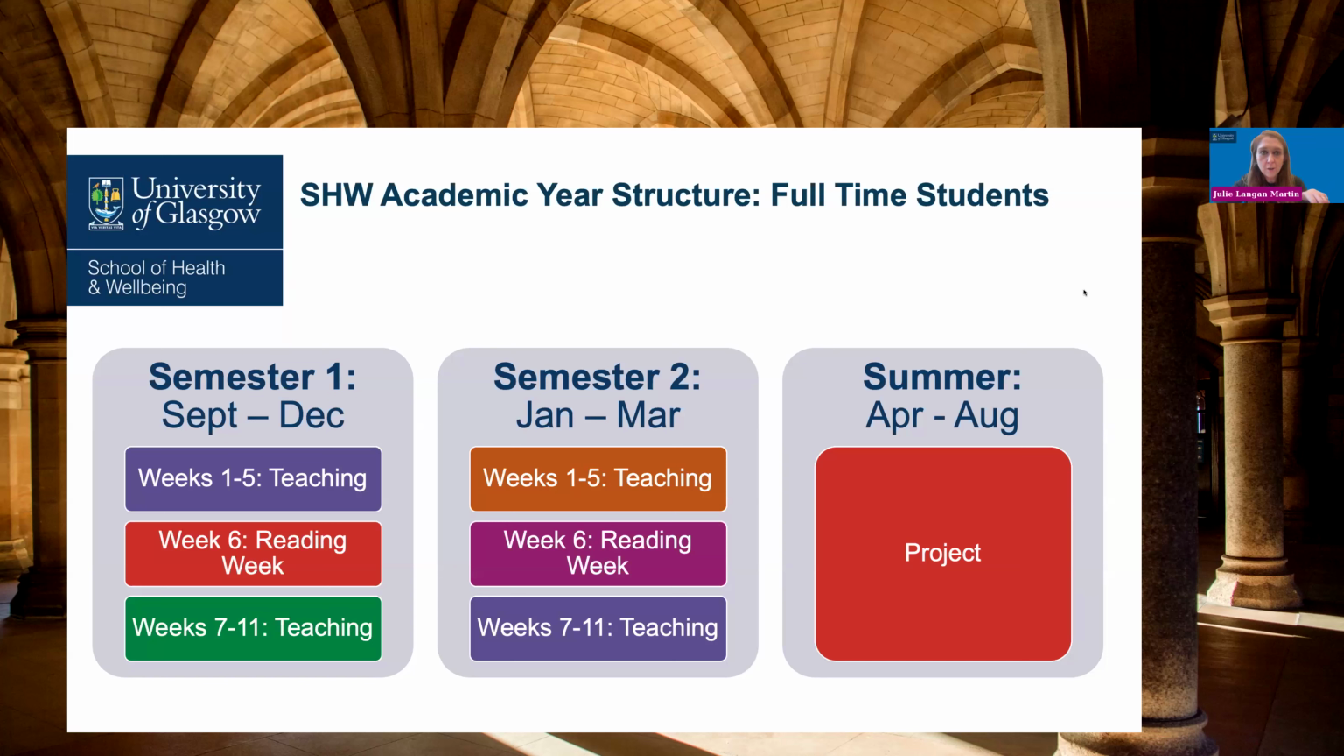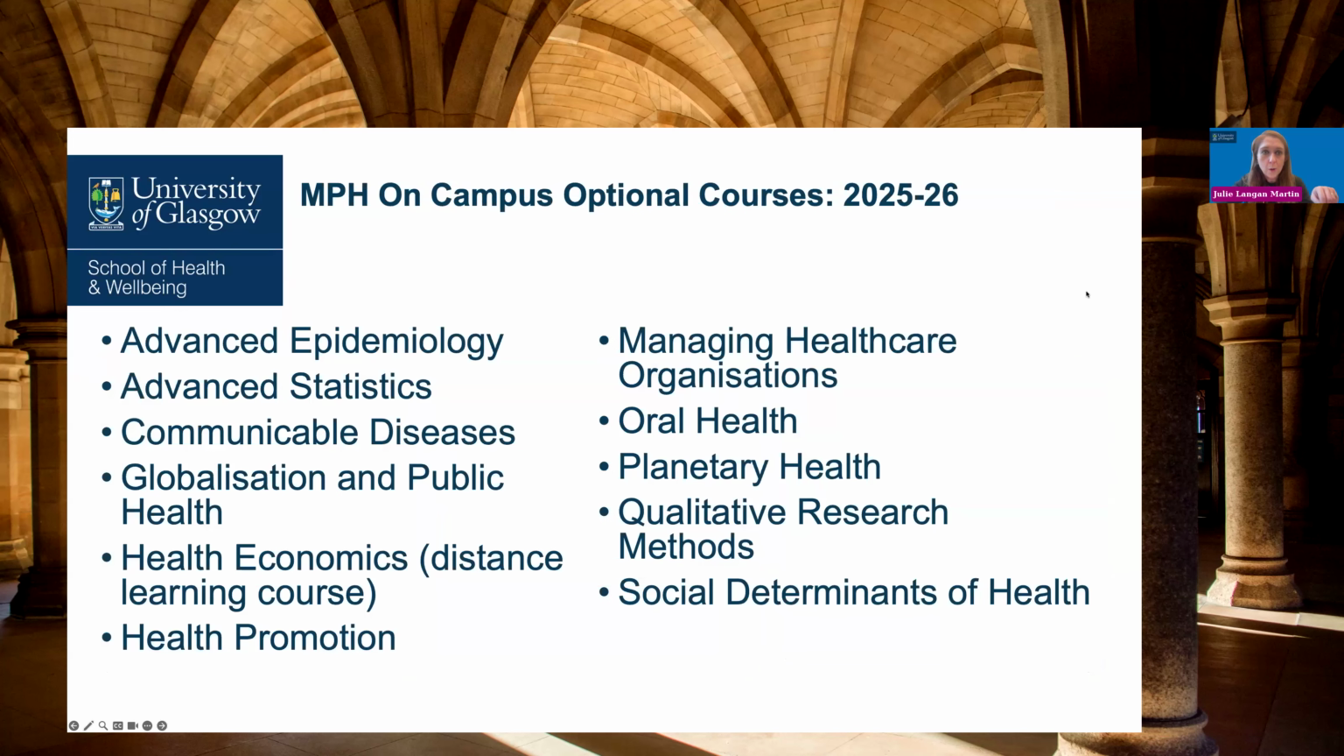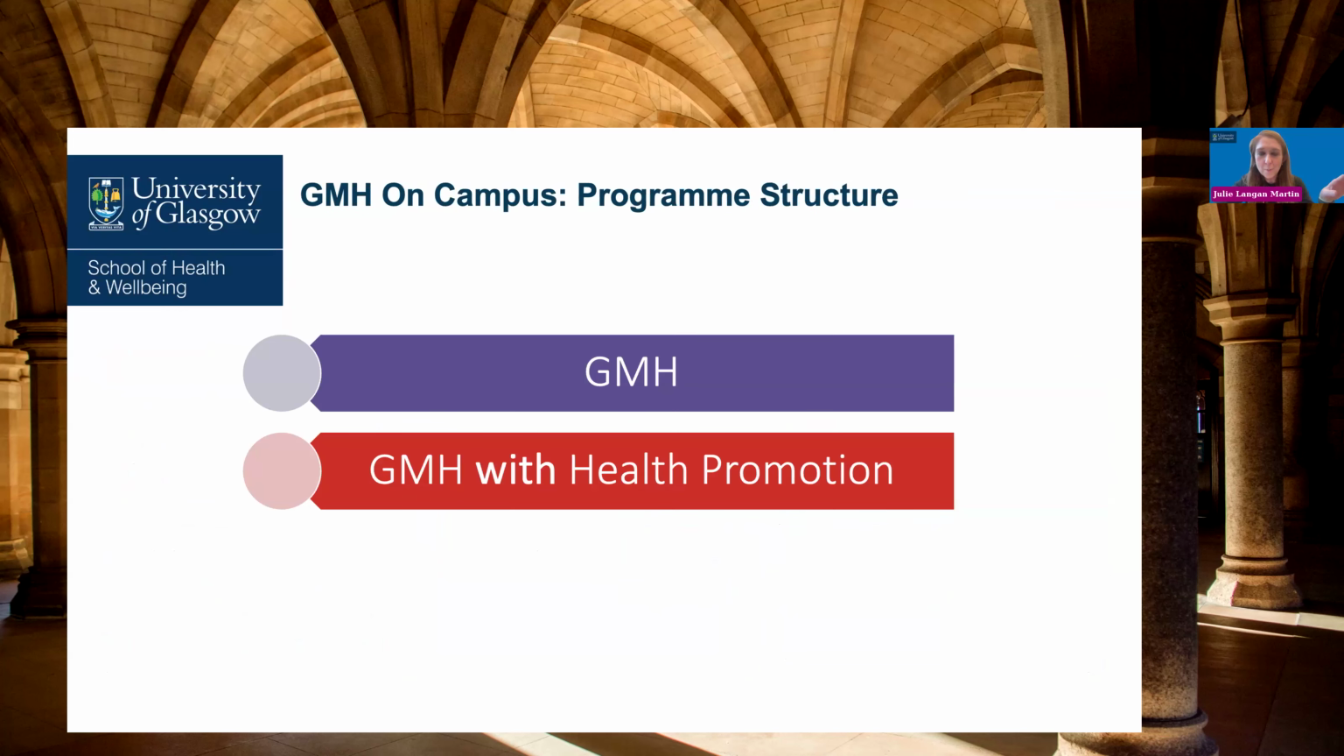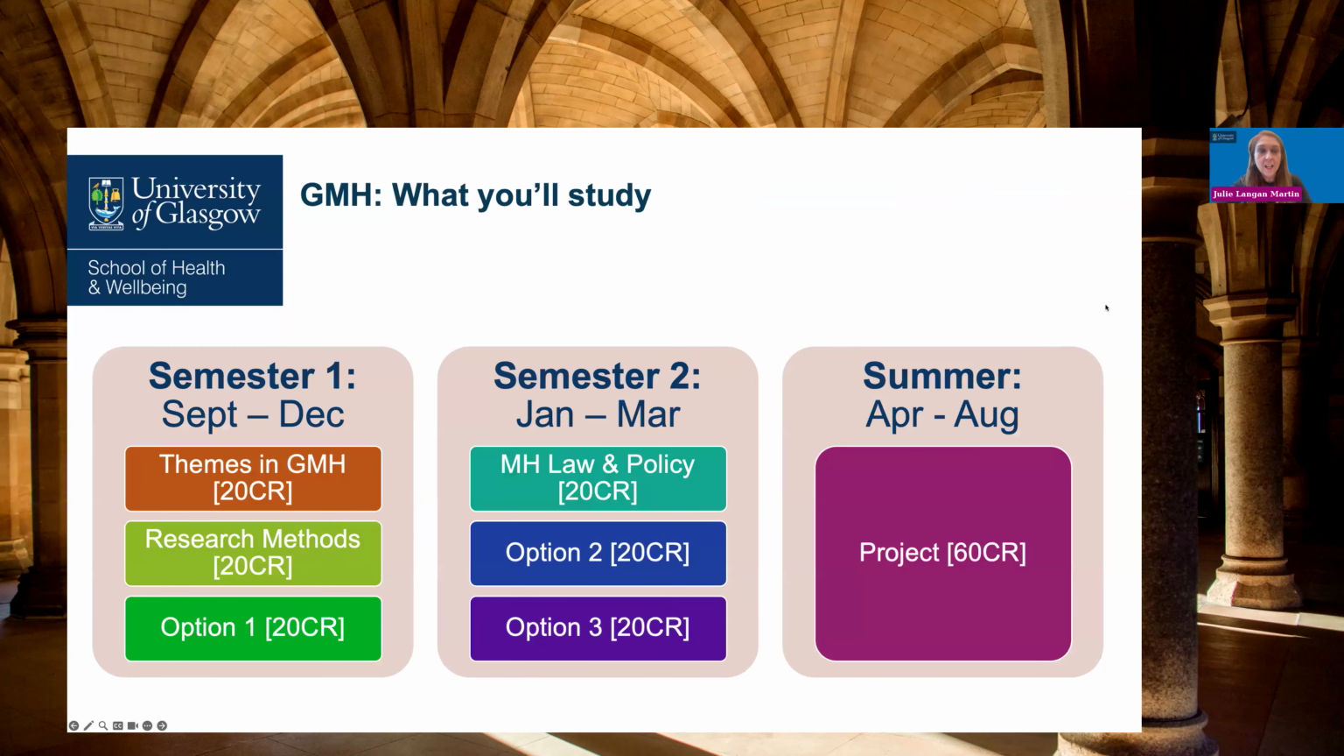So thinking about the global mental health course as it stands, we have the Global Mental Health Masters Programme, MSc, and we also have the Global Mental Health Masters Programme with a specialism in health promotion. And this just affects the courses that you take, and I'll explain that in the next couple of slides. So thinking about the courses that you'll take in the different semesters, again, if you're full-time, you'll do the core courses, Themes in Global Mental Health and Research Methods in semester 1, and you'll take 1 optional course. And then in semester 2, you'll do your final Mental Health Law and Policy core course, and then you'll have 2 optional courses, and then you'll do that project in the summer term, which is 60 credits.